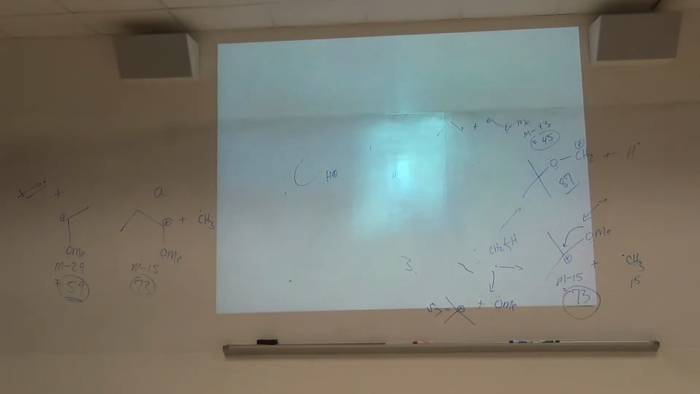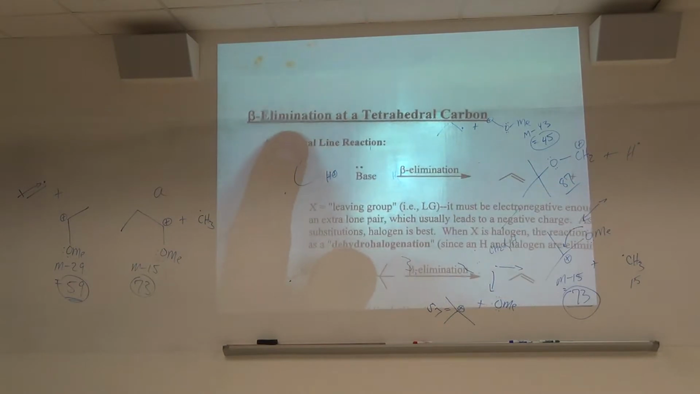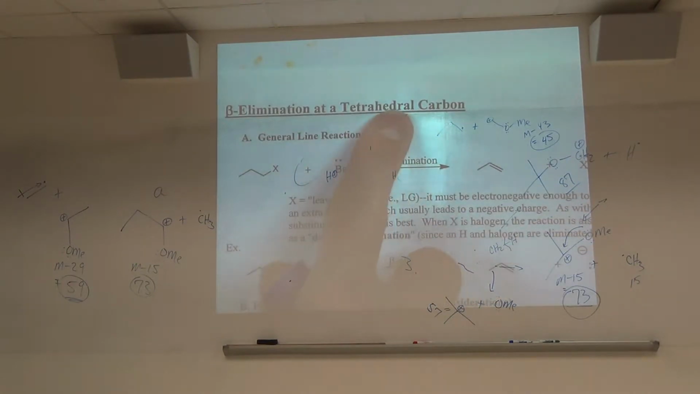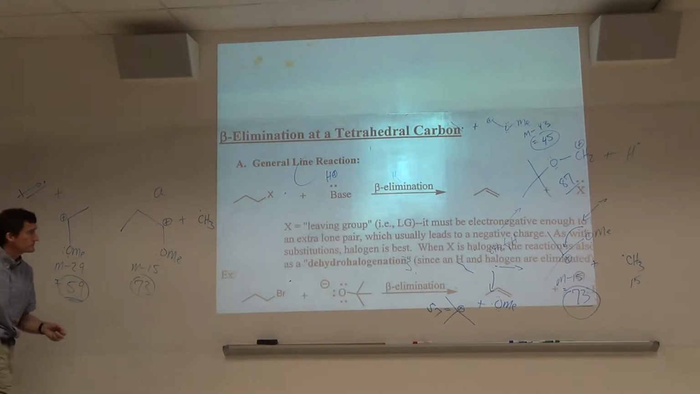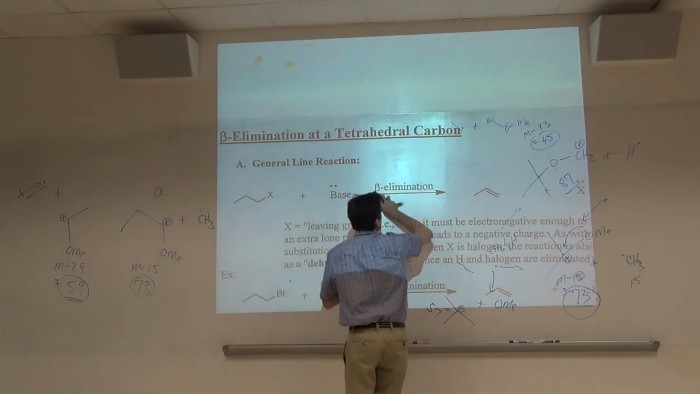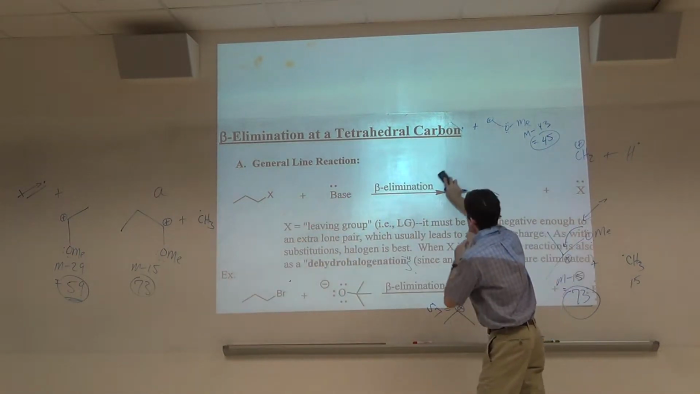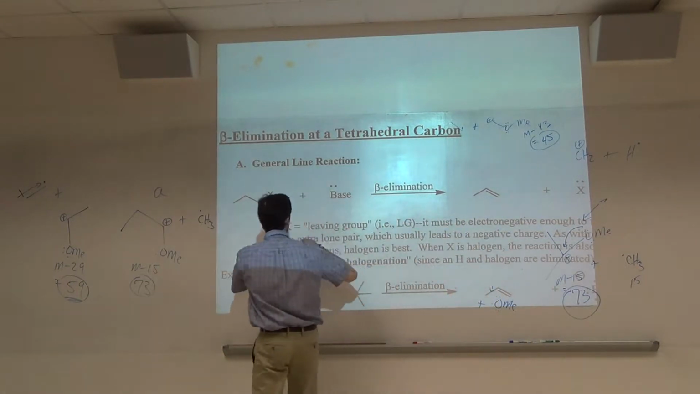Okay, let's look at this. Beta elimination. It's called beta elimination. We'll define why. Just like our substitution reactions, you only do this at tetrahedral carbon. That is, the leaving group, these reactions will also have leaving groups. The leaving group must be on a tetrahedral carbon. Here's a general reaction. You've got a carbon with a leaving group. You treat it with a base. The base is going to have a lone pair.